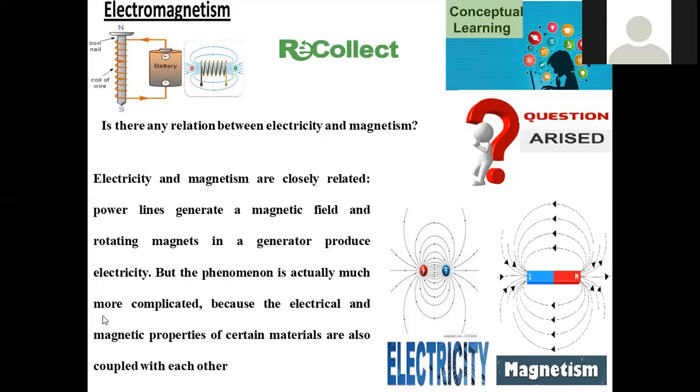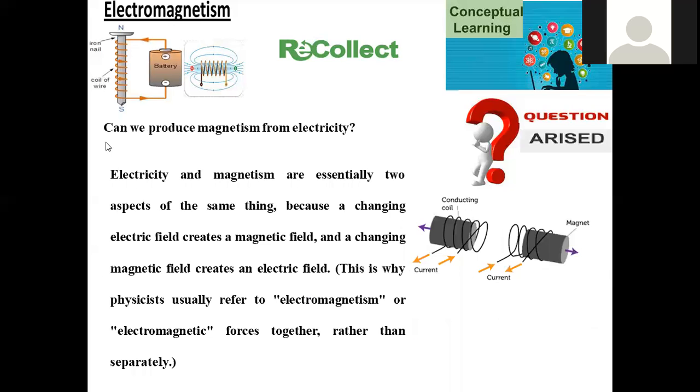But the phenomenon is actually more complicated, because the electrical and magnetic properties of certain materials are also interrelated with each other. The strength of the magnetic field will influence the electrical effect, and the electricity strength will have an impact on the magnetic strength. So in this manner, there is a direct relation between electricity and magnetism. One can be originated at the expense of the other. Vice versa conditions are also possible. Here the strength of the electric field will influence the properties of magnetism, and vice versa. That's the reason why there is a direct relation between electricity and magnetism.